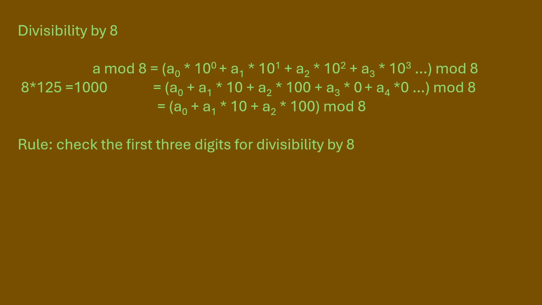This is the clunkiest of the rules, in my opinion, even clunkier than 7, despite its longer proof. And so, for example, 59,232. 232 divided by 8 is 29. So 232 is divisible by 8, thus 59,232 also is divisible by 8.